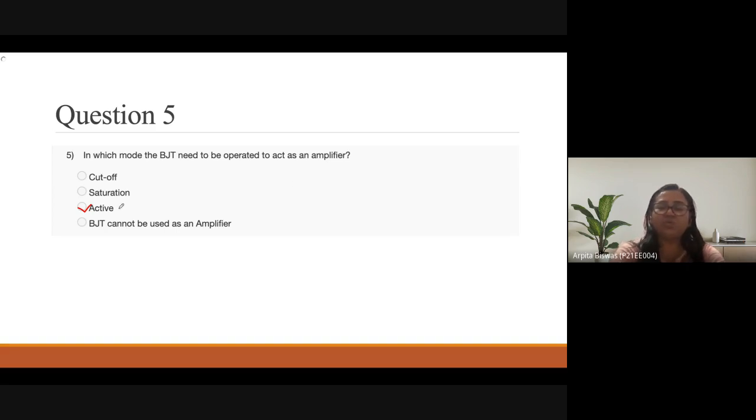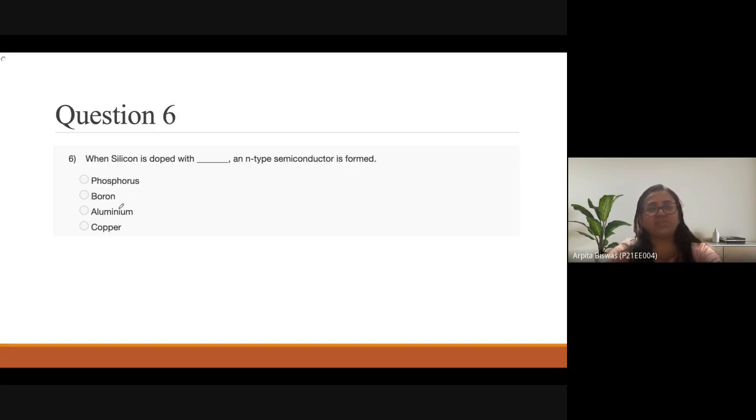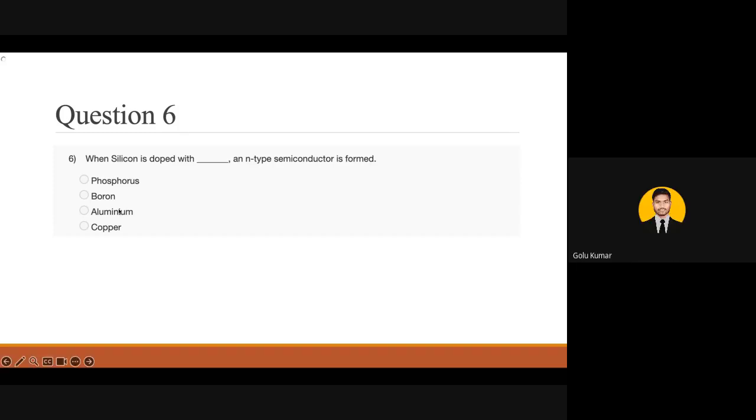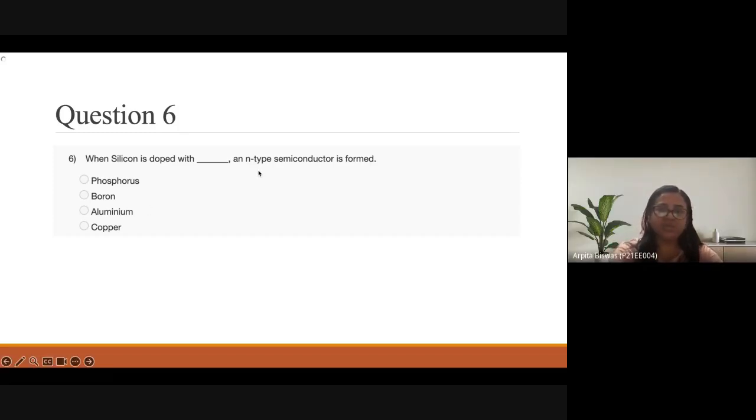Good. So next, question number 6. When silicon is doped with dash, an N type of semiconductor is formed. The first option is phosphorus, second is boron, third is aluminum, and fourth option is copper. So what is the right option here? Option B, boron. Any of you? What is the right option?